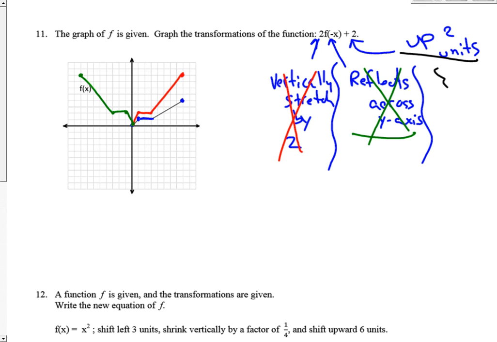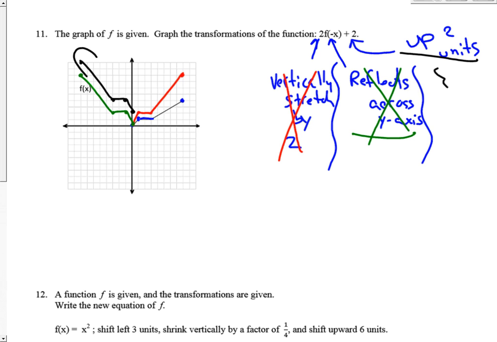I will graph now in black, shifting my graph up by 2 units. So each of these 4 points that I've been focused on, I'm going to move them up by 2 units. My (0, 0) is now at (0, 2). My (-1, 2) is now at (-1, 4). My (-3, 2) is now at (-3, 4). And my (-8, 8) is now at (-8, 10). So I'm just moving all of those points up by 2 units.